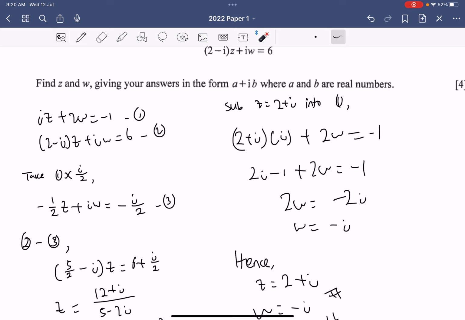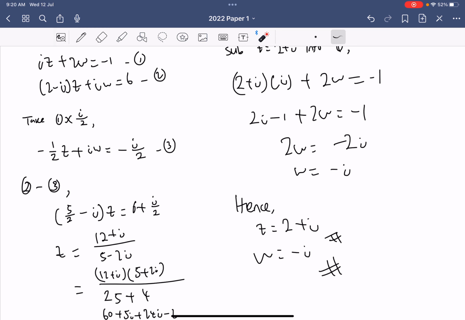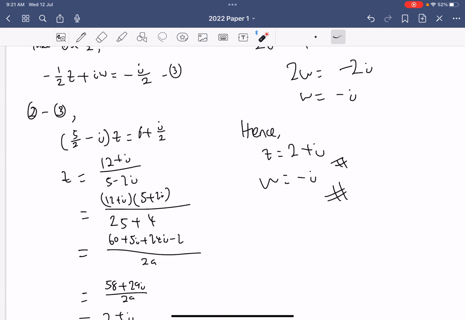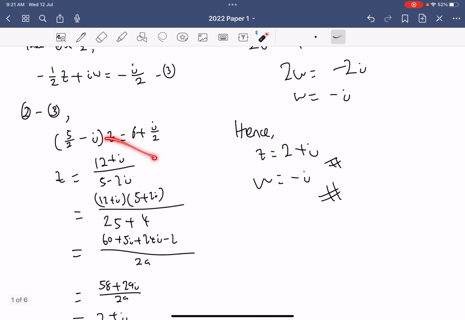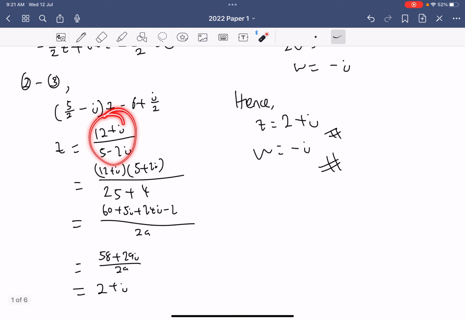And so you take equation 1, you times i over 2, so that you can get this iw, which you can then use to take 2 minus 3 to eliminate it. What you result is this equation: 5 over 2 minus i times z equals 6 plus i over 2. So the idea now is just to divide it over. So you first multiply by 2 on both sides so you get nice whole numbers. Then you divide it over and you get this.